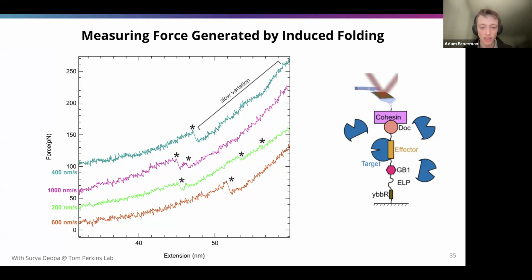We haven't totally worked out everything here, but what we think is that these transient interactions that we're seeing after the main unfolding event are pointing to the effector being able to interact with the host even in its unfolded state, which we think has to be happening from the kinetic data that we have. This is more direct confirmation of that.